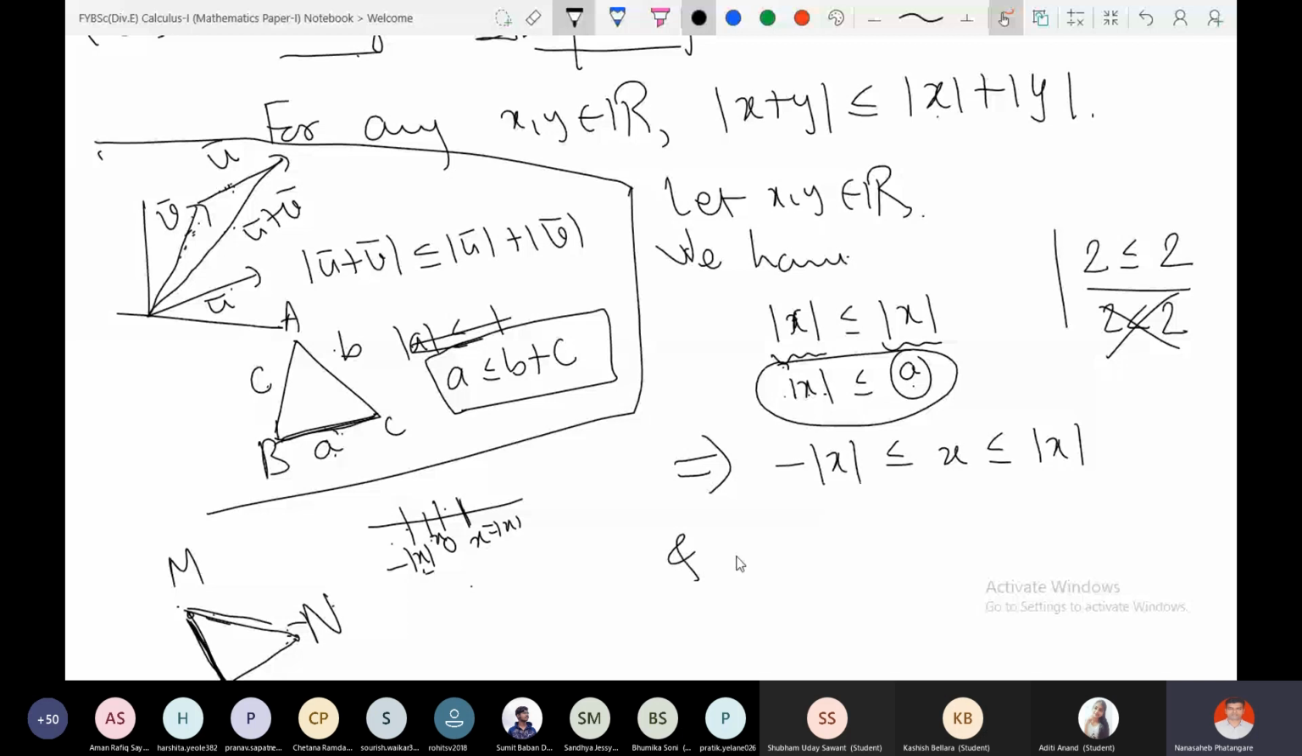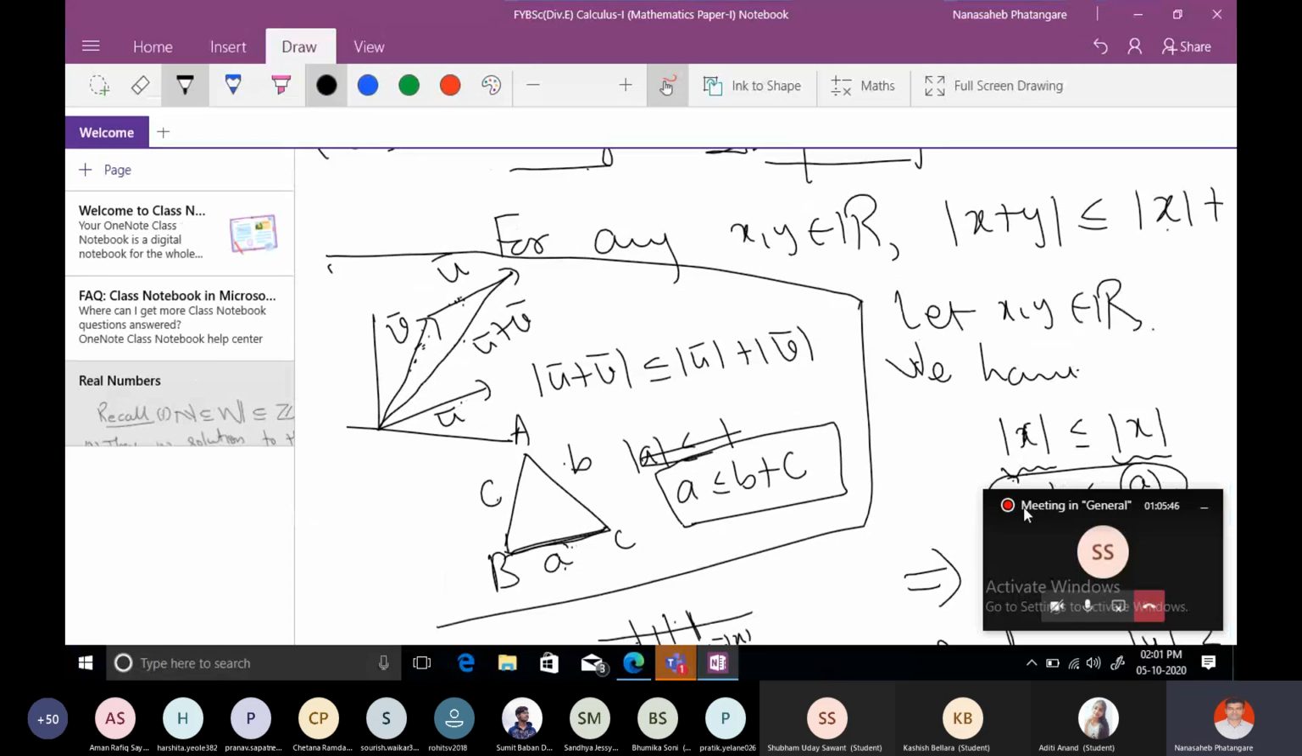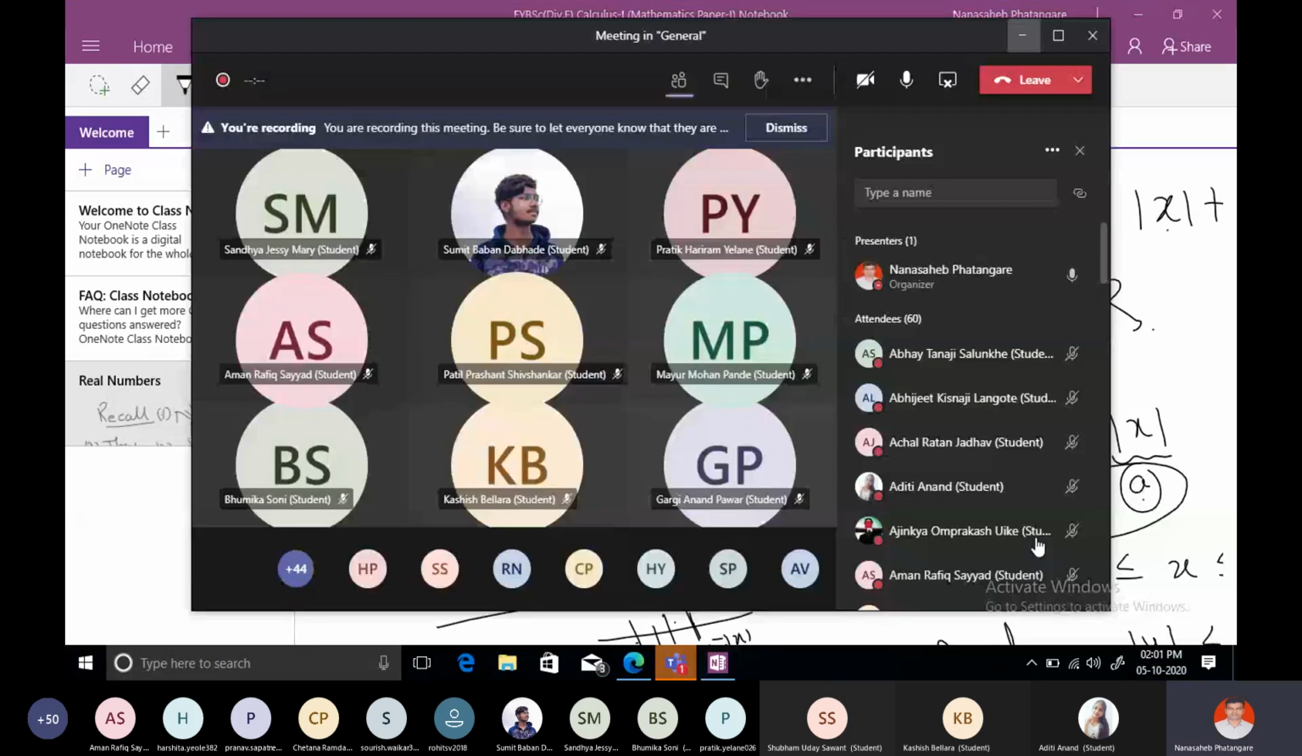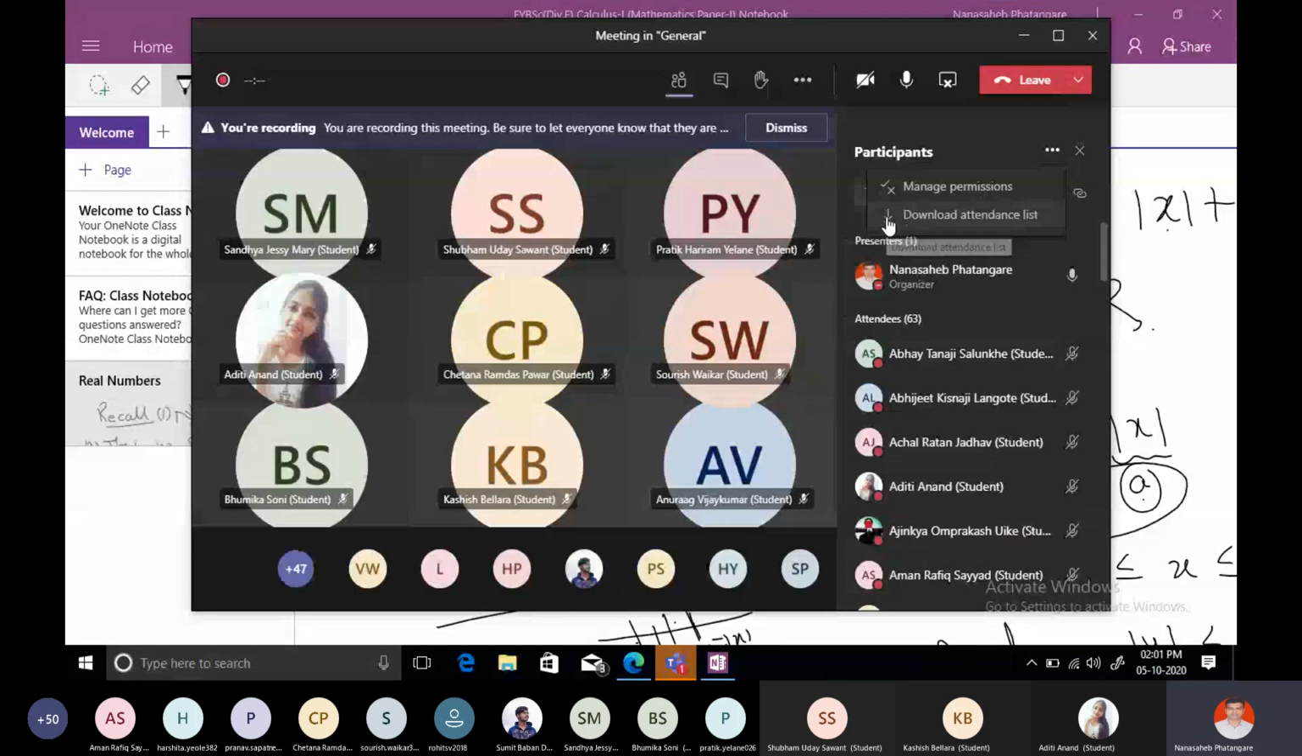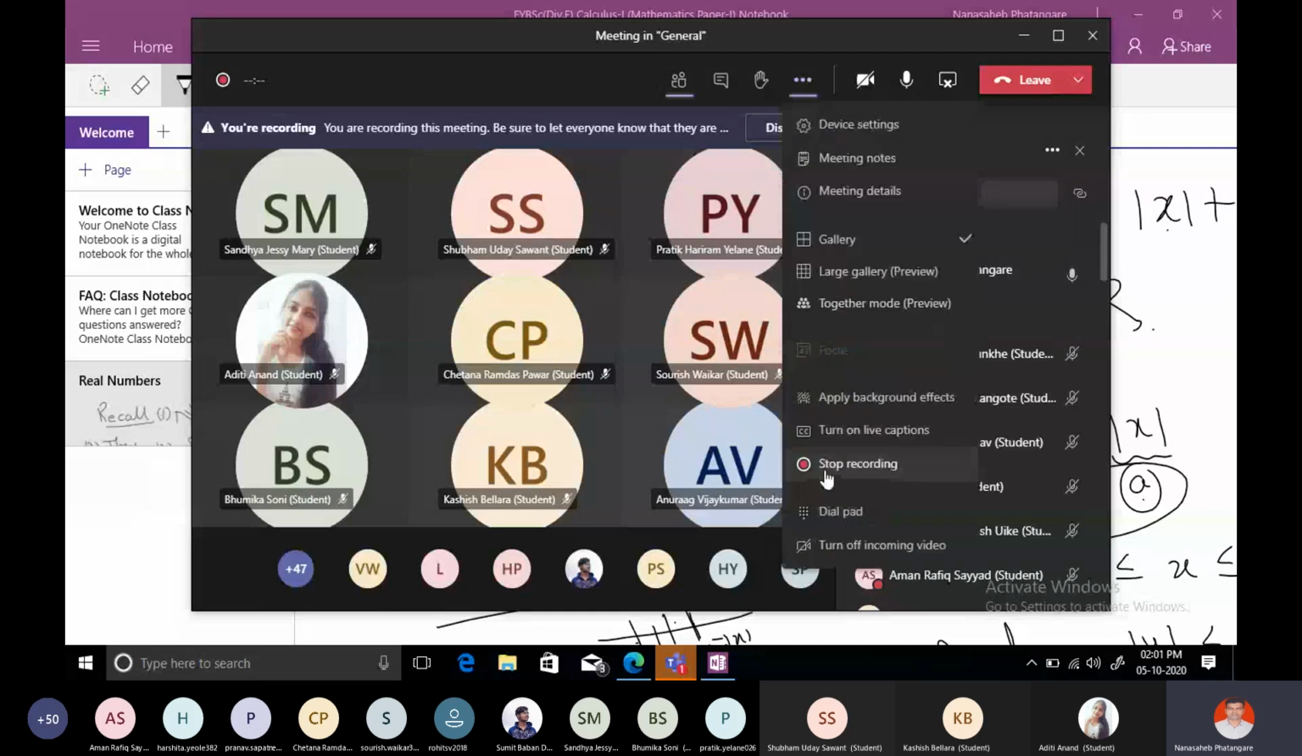And similarly, minus the absolute value of y is less than or equal to y, which is less than or equal to the absolute value of y. Is it true? Yes, sir. Now I have two inequalities. Add these two inequalities and see what happens. So you just think over it, because it is 2 o'clock. So I think I should stop now.